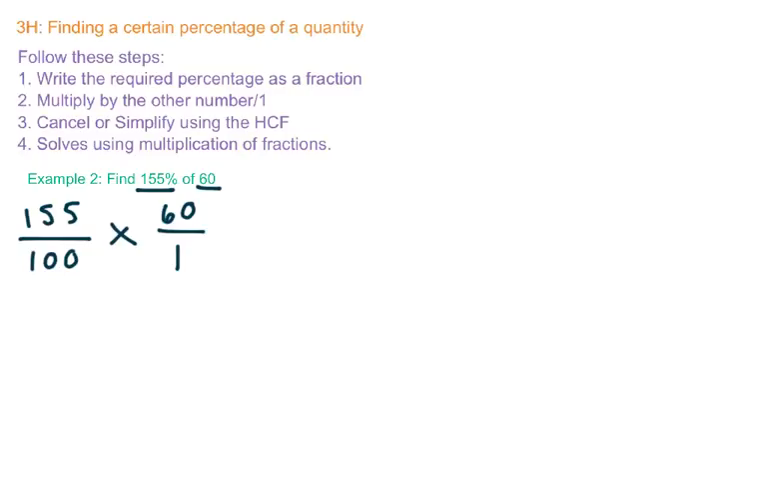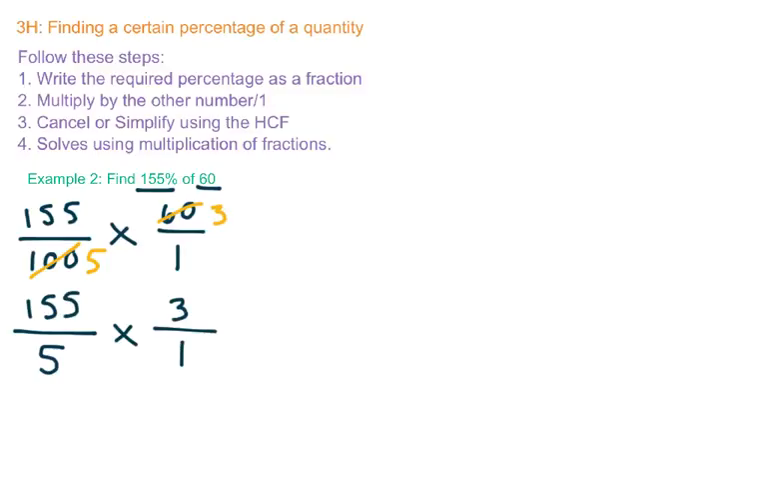Great, and we're already up to step 3. We're going to cancel or simplify using the highest common factor. Okay, let's look at the 100 and the 60. I'm thinking that the highest common factor might be 20. Let's check and find out. 20 goes into 100 5 times, and 20 goes into 60 3 times. Perfect, it goes in evenly, therefore we can use it. Let's rewrite the equation. 155 over 5 times 3 over 1.